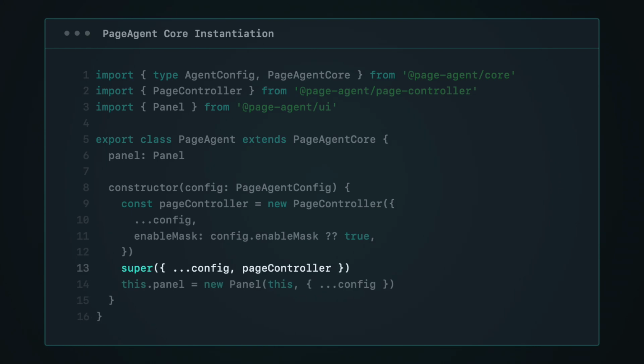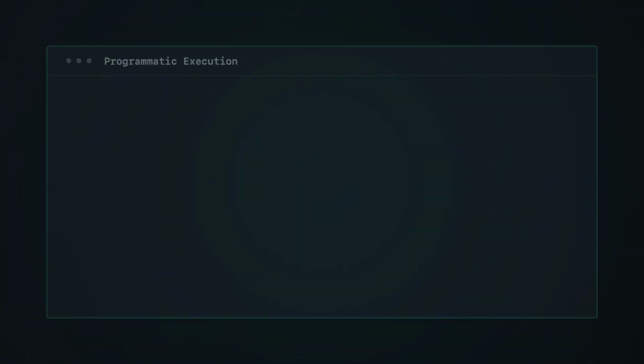Under the hood in the TypeScript codebase, the main Page Agent class inherits from Page Agent core. When initialized, it spins up a page controller for low-level DOM operations and a panel that renders the in-page graphical UI overlay. The page controller manages action execution, using native browser events to simulate human clicks and key presses deterministically.